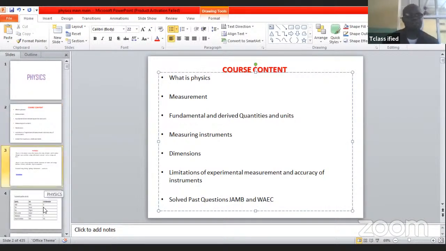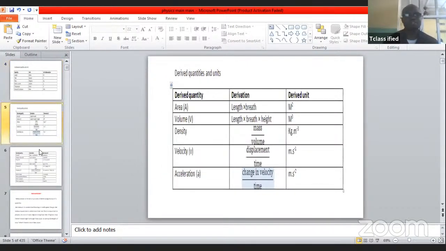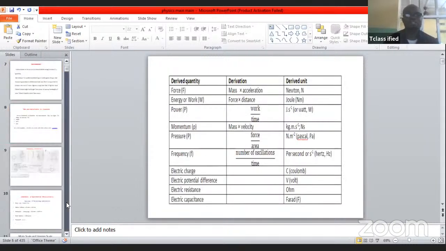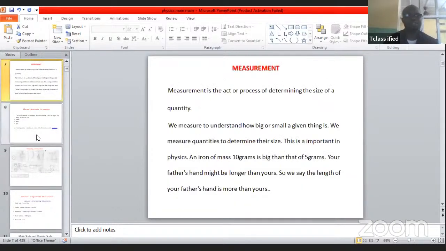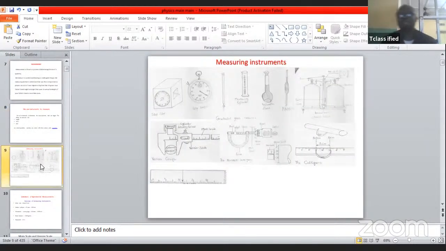Okay. So if we go through this, we are gonna be representing everything pictorially so that it will be easier for the students to understand. We don't want to talk too much, but we want to go straight to the point. So you can see the fundamental quantities, you can see the derived quantities. And immediately after that, we say what is measurement and what are the basic measurements that we do. Then we'll quickly look at the measuring instruments, the ones for time, the ones for volume, the ones for length.